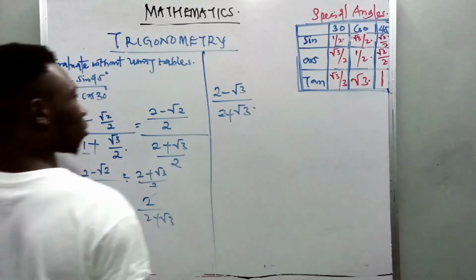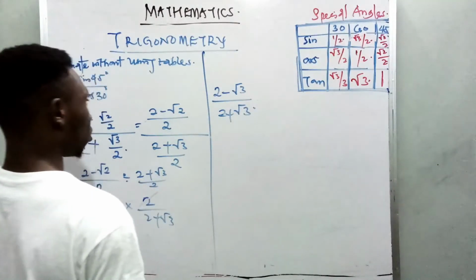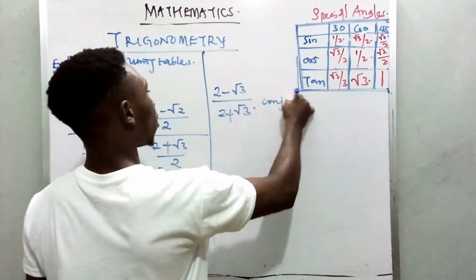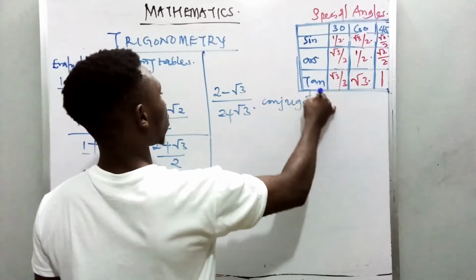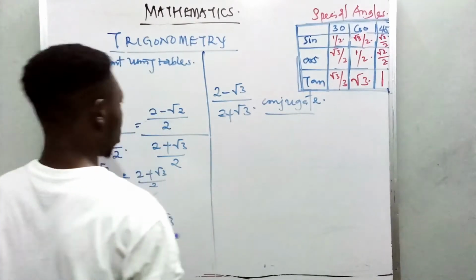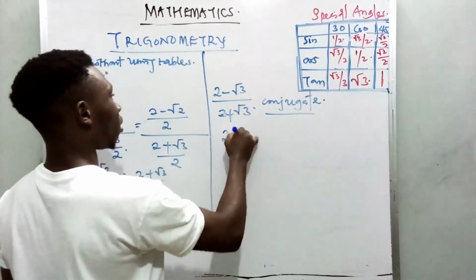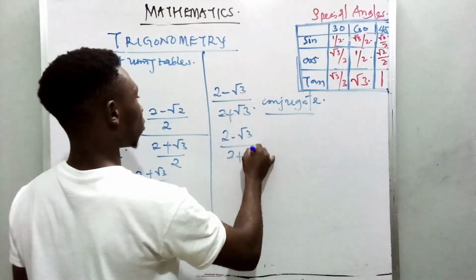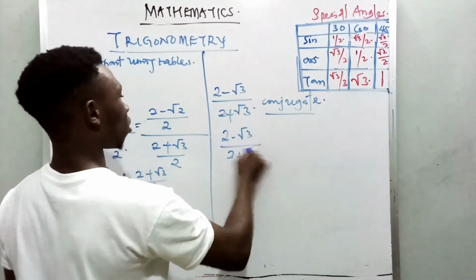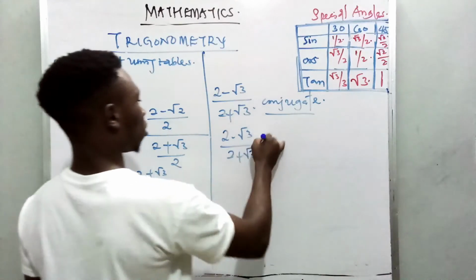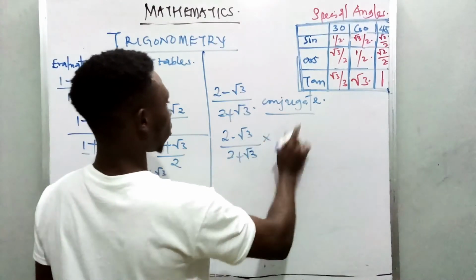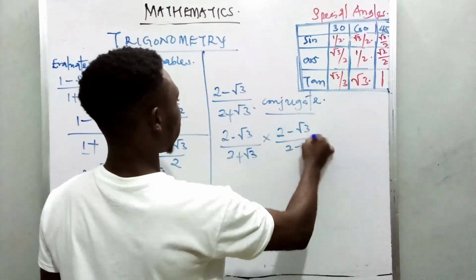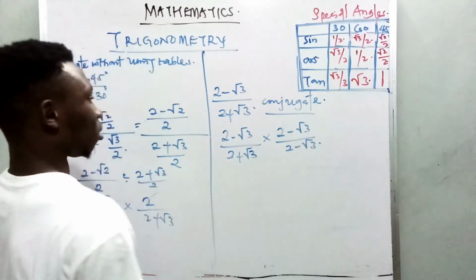So at this junction, we'll continue by the conjugate. So this becomes 2 minus root 2 over 2 plus root 3, times 2 minus root 3 over 2 minus root 3.